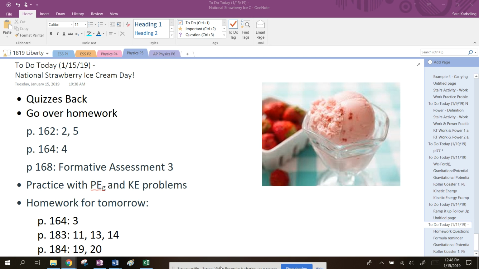So physicists, what questions do you have over the homework? Things that you would like to go over from the homework? So it was 162, 2 and 5, 164, number 4. Questions on that? Did you have a question, Madeline, you wanted to ask about? 164, number 4. I didn't hear what you said. Say that again. I didn't get very far in it.